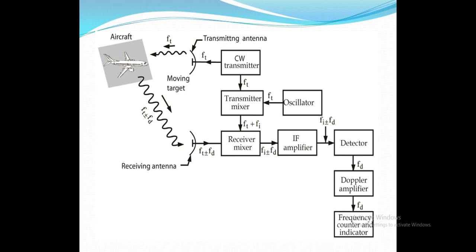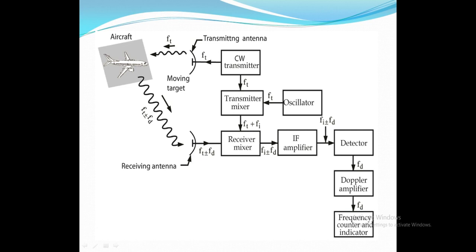The continuous wave radar uses the Doppler effect to detect the frequency change caused by a moving target and displays this as a relative velocity. Doppler effect means the frequency shift in the received echo signal in the radar due to a moving target is known as the Doppler effect.